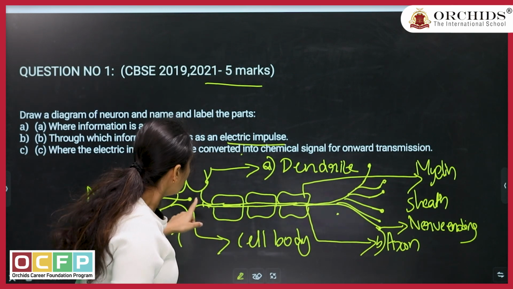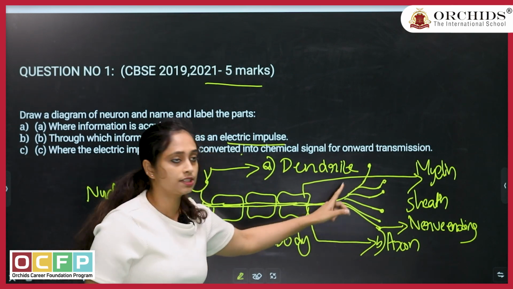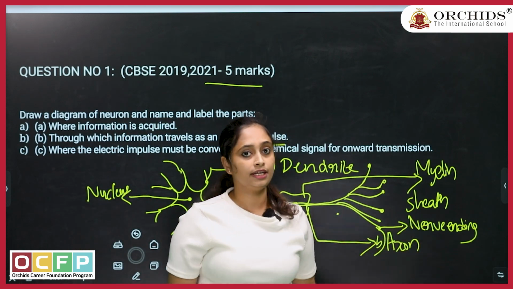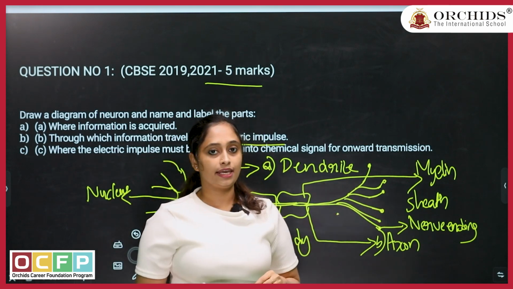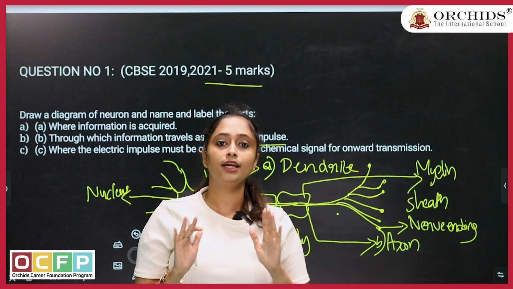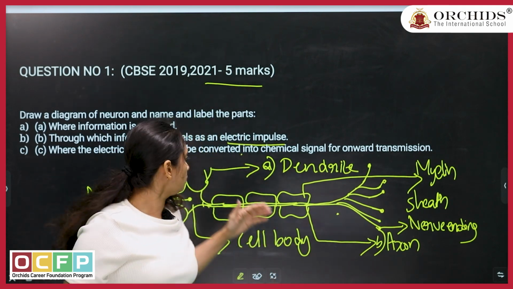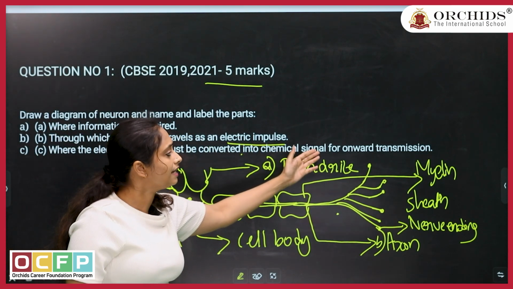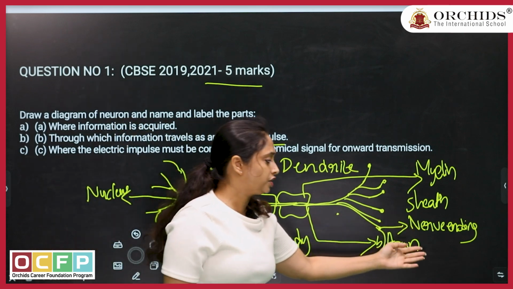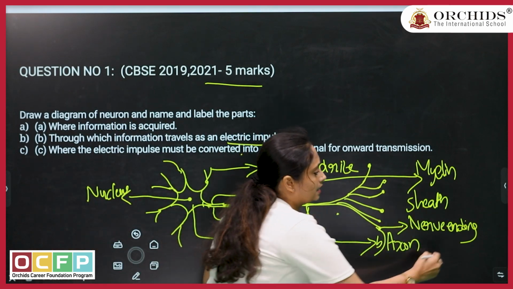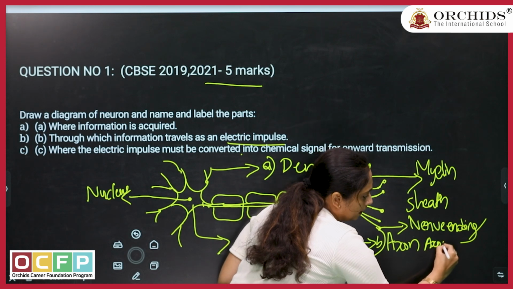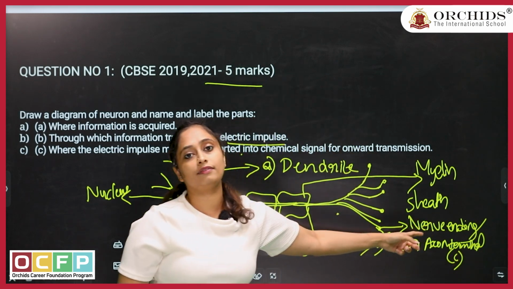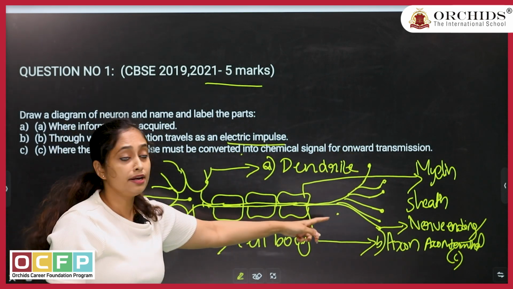How it is possible: through the axon, when the electrical impulse is traveling, at the tip of the axon, which we can call the nerve ending or axon terminal, in that area this electrical impulse is converted into chemical form. So the answer of the C question, where the electrical impulse must be converted to a chemical signal for onward transmission, is the nerve ending, or otherwise we can call it the axon terminal. So the answer of C is the axon terminal, or nerve ending.